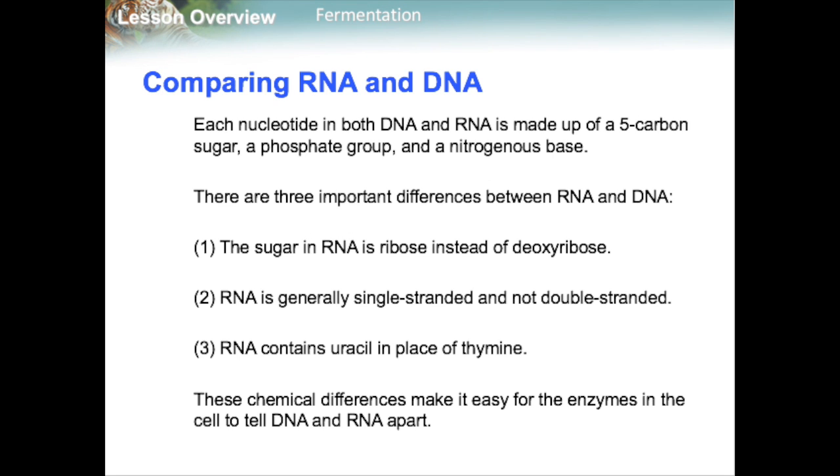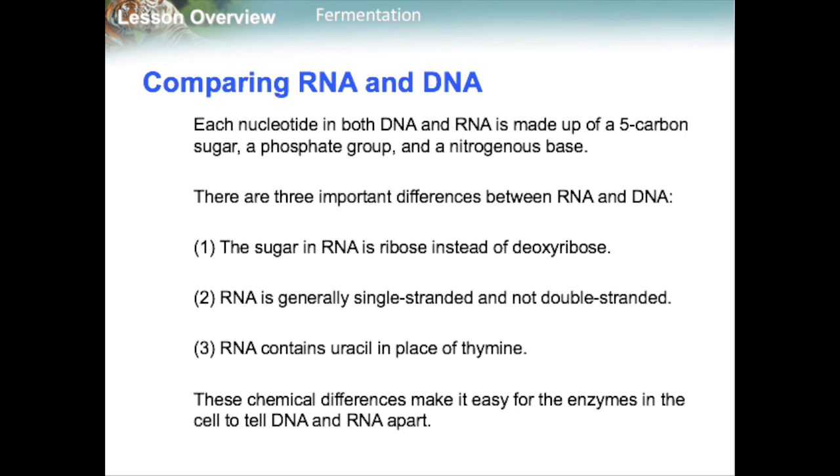There's a couple differences between DNA and RNA, but just like DNA, RNA is a nucleic acid that consists of long chains of nucleotides. It uses a base sequence that it copies over from DNA to direct the production of proteins. And then each nucleotide in both DNA and RNA is made up of a 5 carbon sugar, a phosphate group, and a nitrogenous base. But there are 3 important differences.